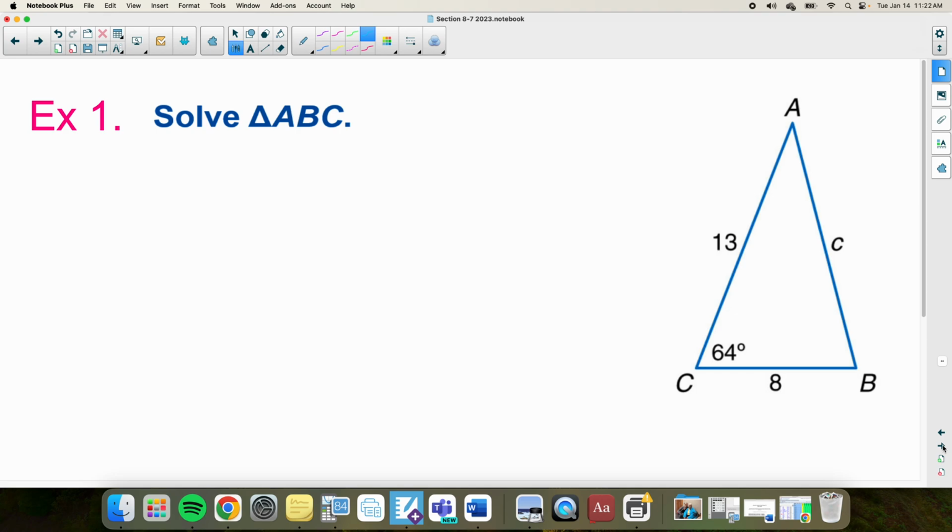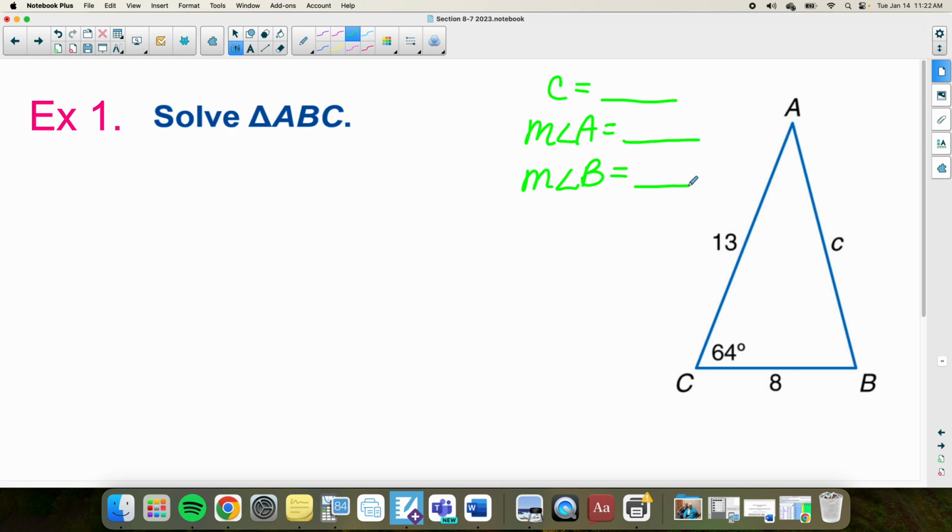So here's our first example. And again, what we are going to find today is, in this one, we need to find little c. We need to find the measure of angle A, and we need to find the measure of angle B. Okay? So, we need to find little c.